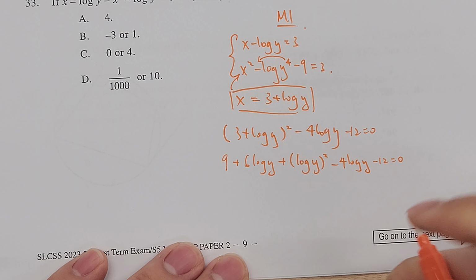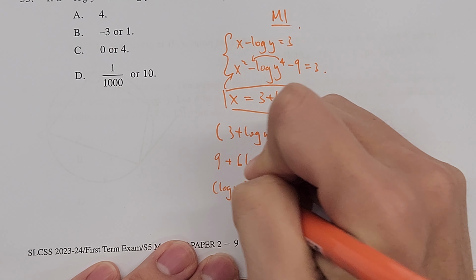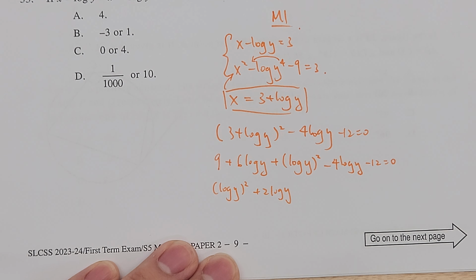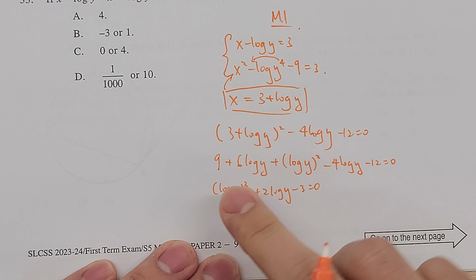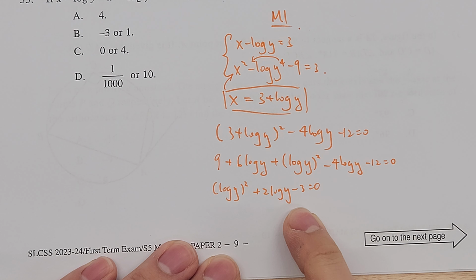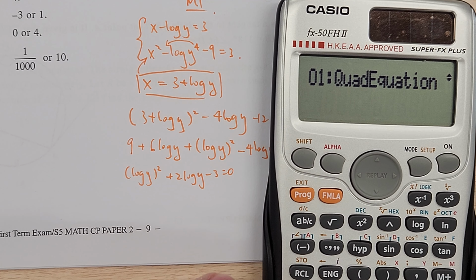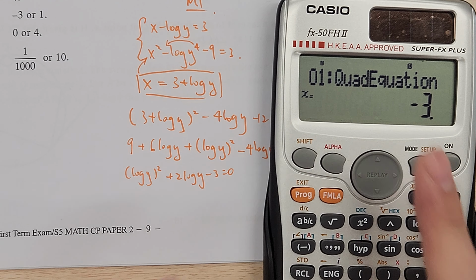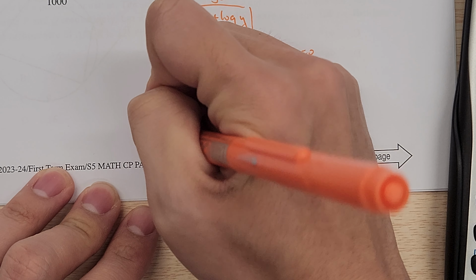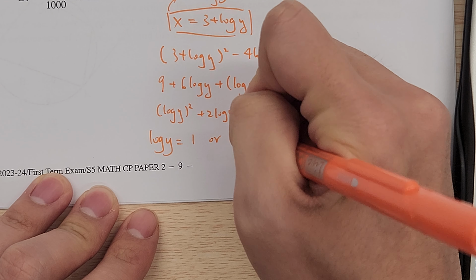So further expanding it, you get (log y) all squared plus 2 log y, and then minus 3 equals to 0. Then you can use formula mode. This is a hidden equation; it looks like a quadratic equation. So use the formula mode to get the answer. So you get log y equals to 1 or negative 3.